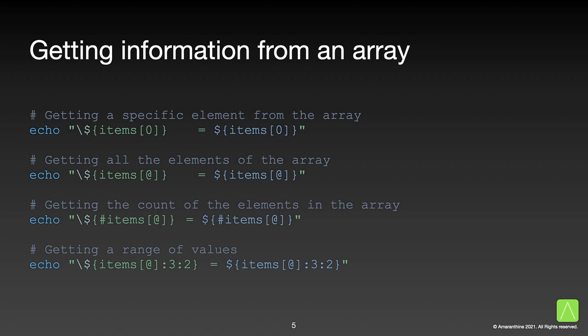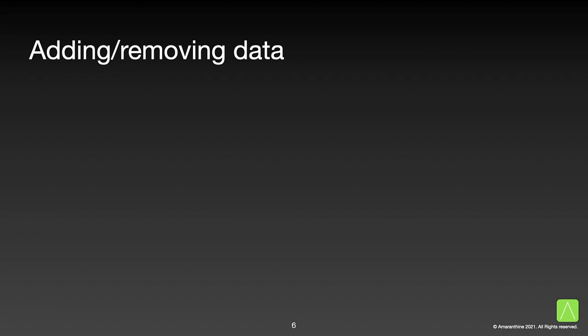Similarly, we can get all the elements by simply providing @ instead of the index value. Prefixing a hash before the variable with the @ gives the count of the number of values, and we can also provide and get a range of values. We can add another value to the array using the plus equals operator. We can remove a specific item from the array using the unset operation.